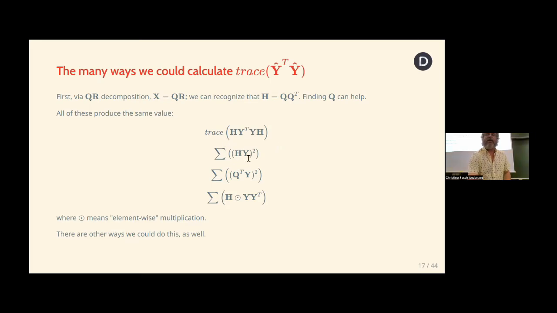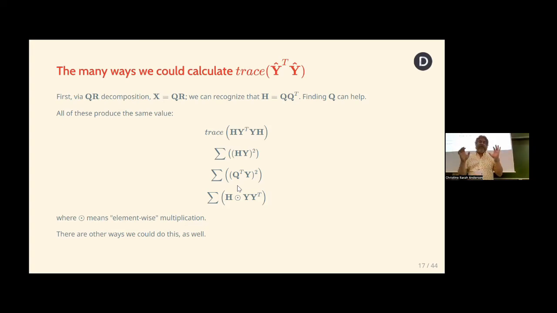We can multiply H times Y just 1 time and square all the values and then sum them. That will give us the same value. We could also perform a QR decomposition on our design matrix, which finds a rectangular matrix Q and a triangular matrix R, such that the hat matrix equals Q times Q transpose. And instead of using H, we could use the transpose of Q. Do that multiplication, square the values, and sum them.